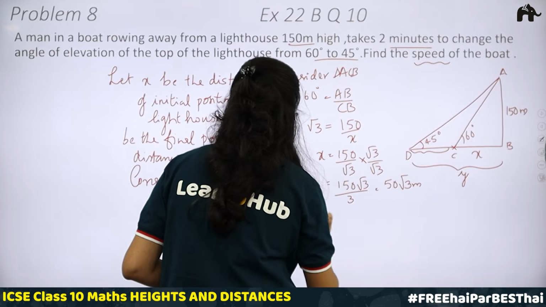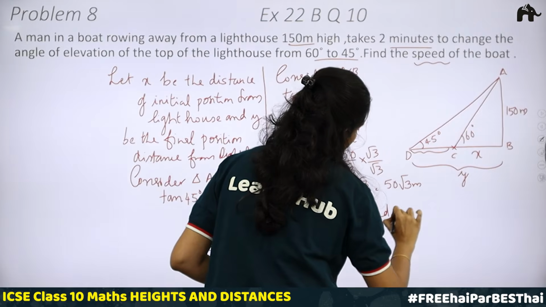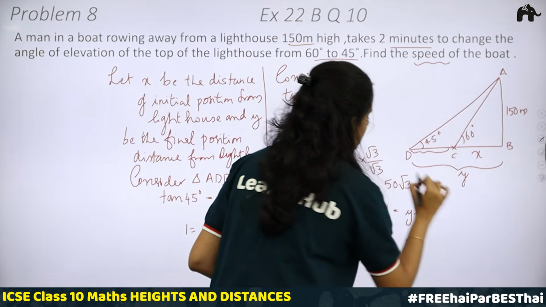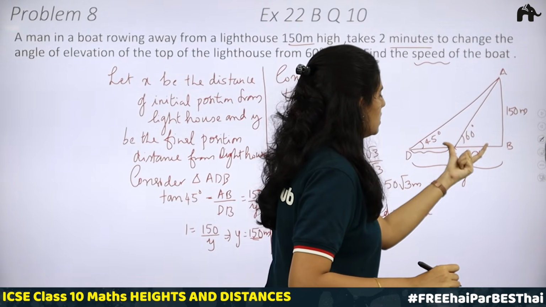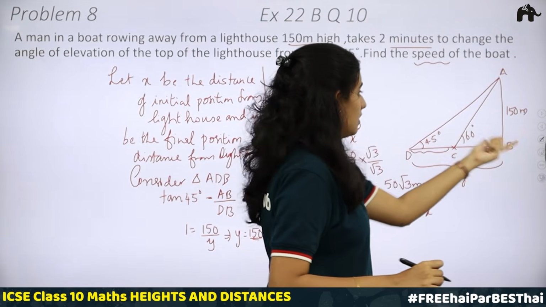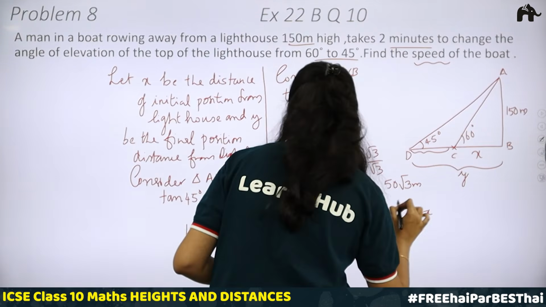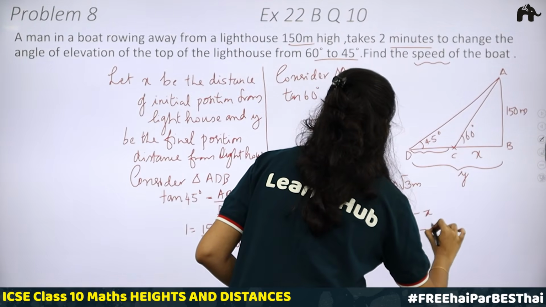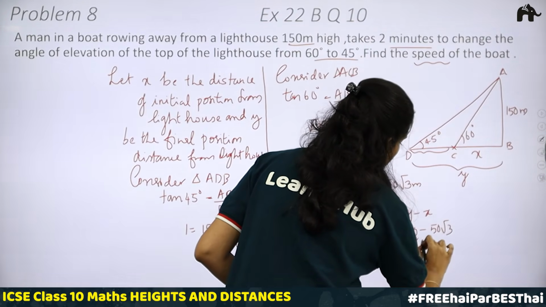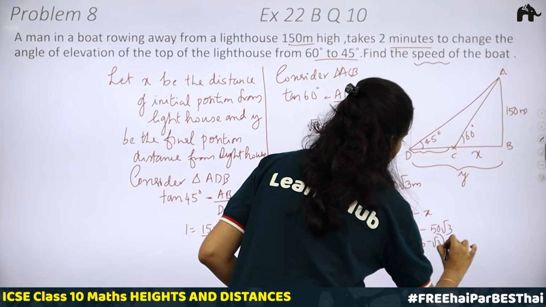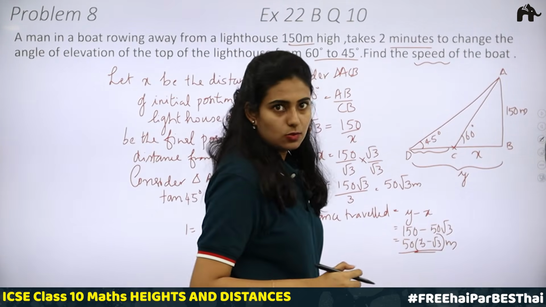We have distance travelled equal to Y minus X. Y is the final position distance and the distance from the initial position to the lighthouse is equal to X. Therefore, the distance travelled will be equal to Y minus X. Y is 150 meter. 150 minus 50 root 3. Okay, taking common, 50 can be taken out. Then we'll be having 3 minus root 3 meters. So, this is the distance travelled, 50 into 3 minus root 3 meters.